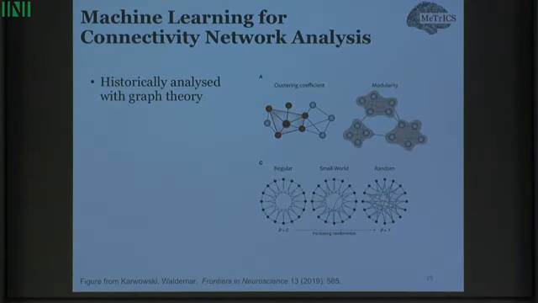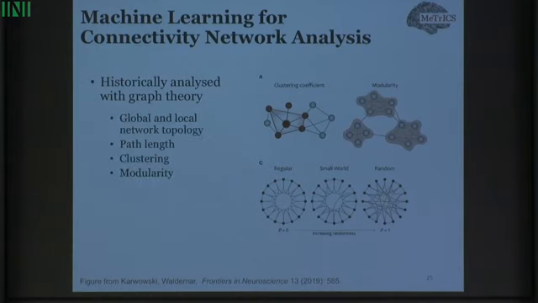These types of networks are historically analyzed with graph theory. So graph theory allows us to make inferences about local and global topological properties of the network. For example, investigating the tendency of the network to cluster into modules around densely connected hub regions, including, for example, the thalamus, which is a relay station between the body and the motor and sensory regions in the cortex, for example.